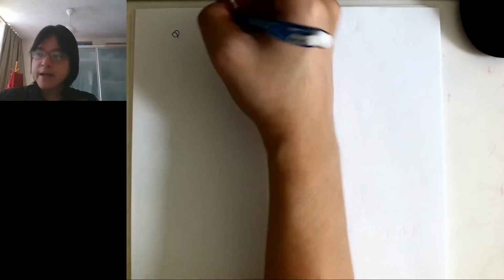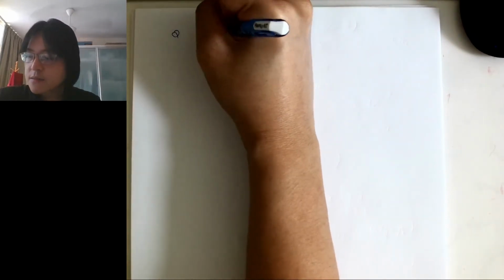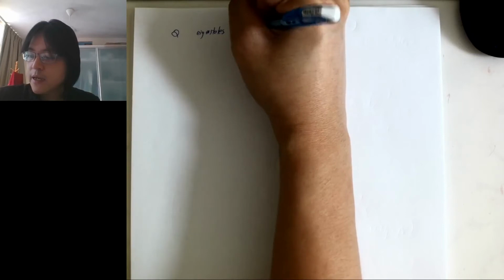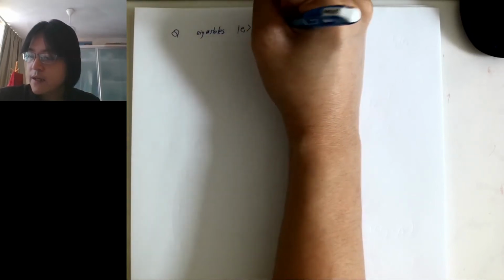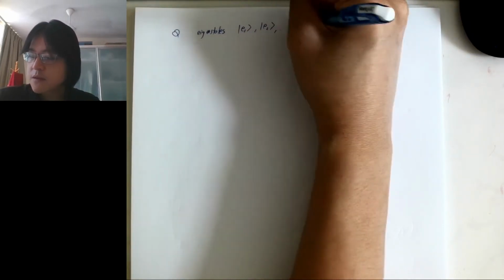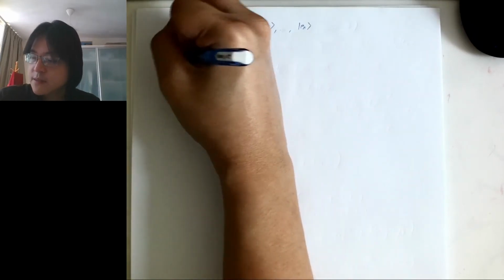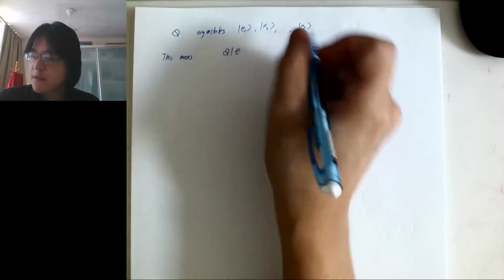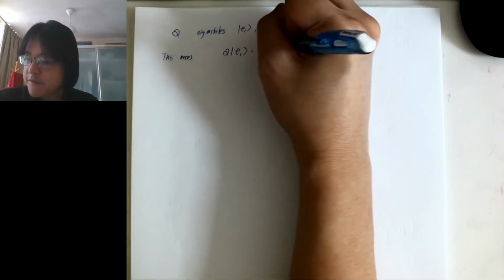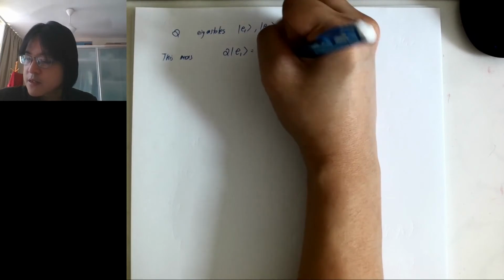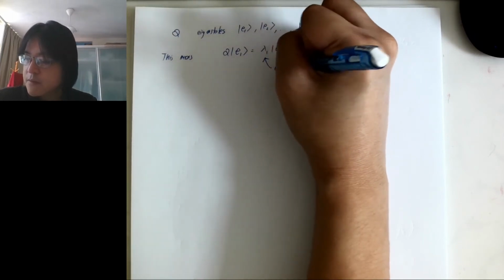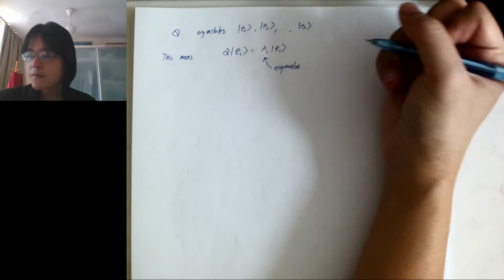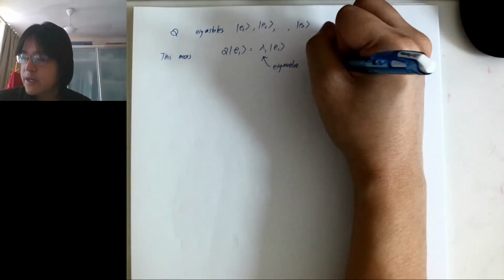So I kind of breezed past this a bit too quickly. Just now I have an operator Q, and then I have the eigenstates e_1, e_2, and so on. So this means Q times e_1 is the first eigenvalue times e_1. So the lambda here is the eigenvalue corresponding to e_1.